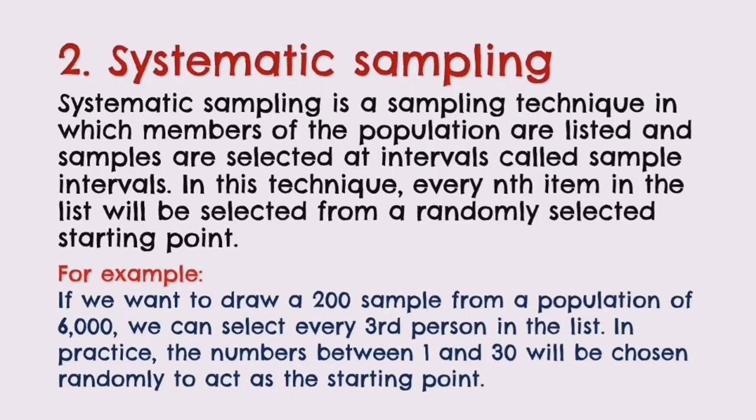For example, if we want to draw a 200 sample from a population of 6,000, we can select every third person in the list. In practice, the numbers between 1 and 30 will be chosen randomly to act as a starting point.